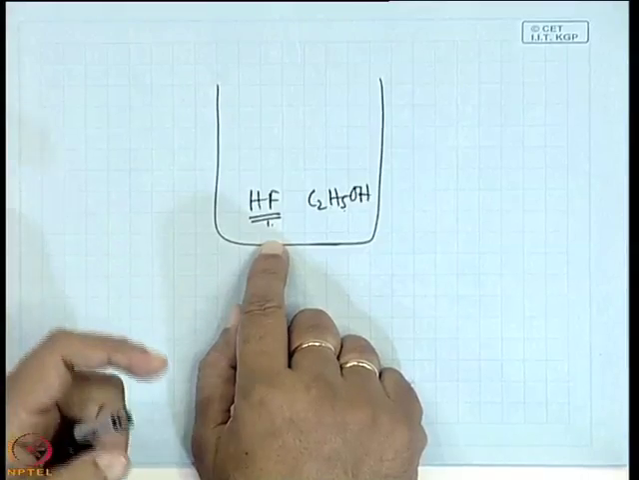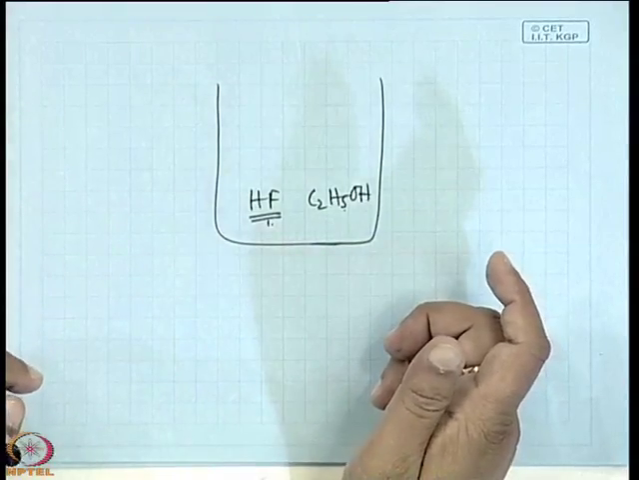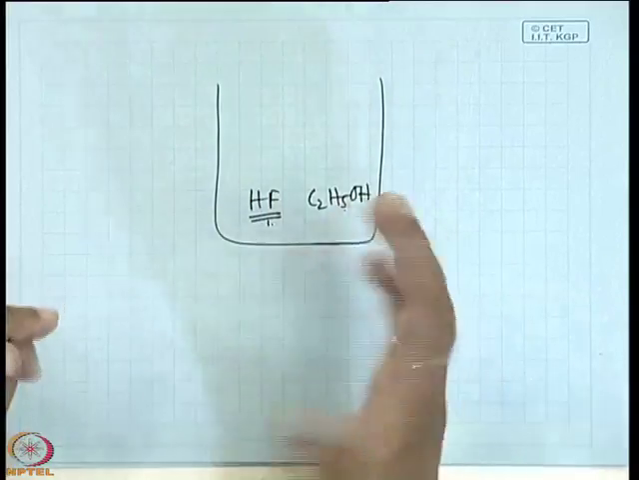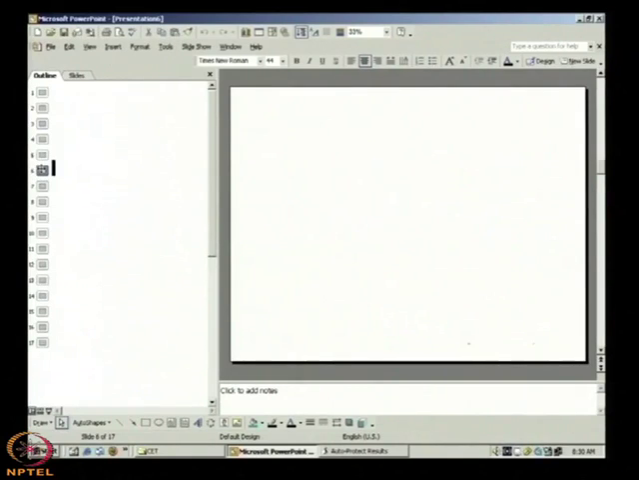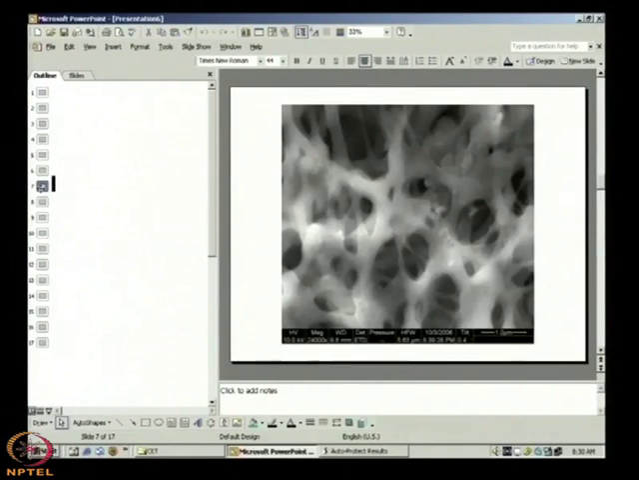The dimension of the pores is very much dependent on the current and the electrolyte. So you can take 20% HF, then 40% HF, then 60% HF, and depending on that the pore size changes, the porosity differs, and you will get a porous structure. I can show you, you can see, yes, these are the pores of a porous silicon.